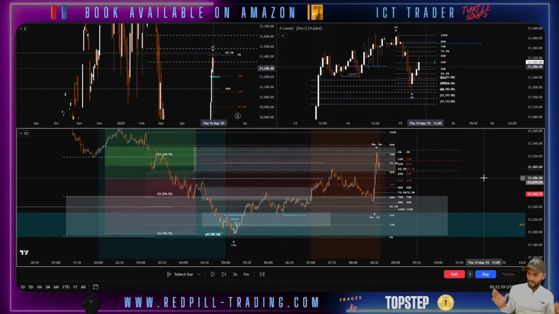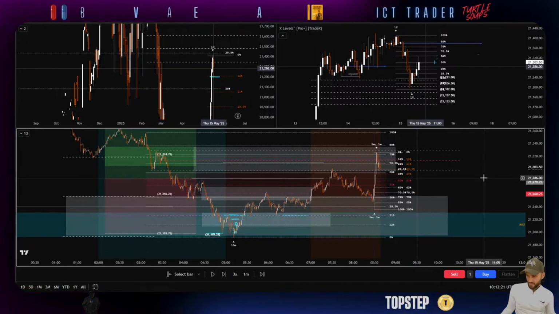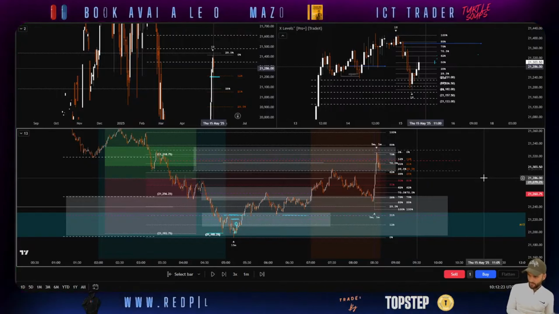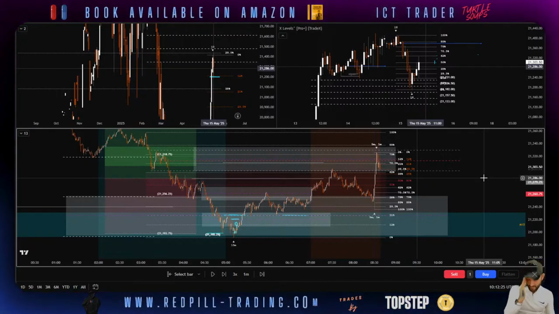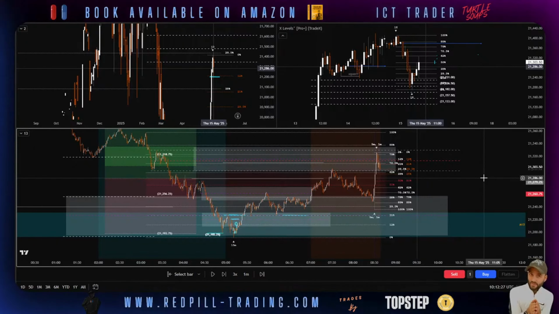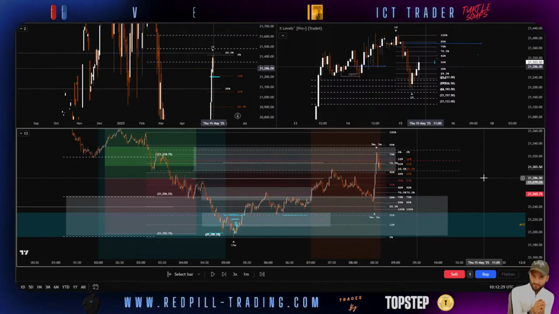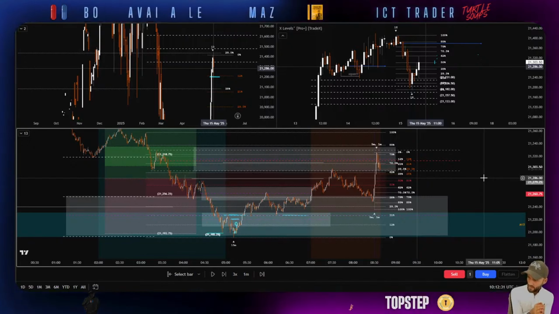You're inside of a London premium with the potential for a sell day. The chances of it blowing through that are highly unlikely. So this is the next stage when you're coming into your analysis.